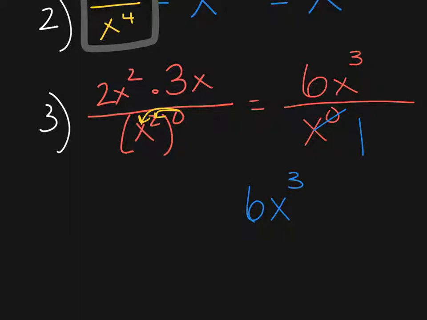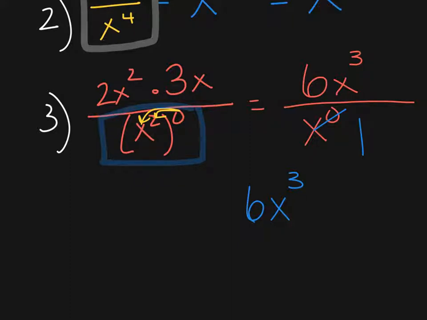Back to this denominator here. That 0, when I use the power rule to apply it to the x and the exponent, it canceled both of them out. 0 times anything is 0. So that whole denominator is going to eliminate and turn into a 1.